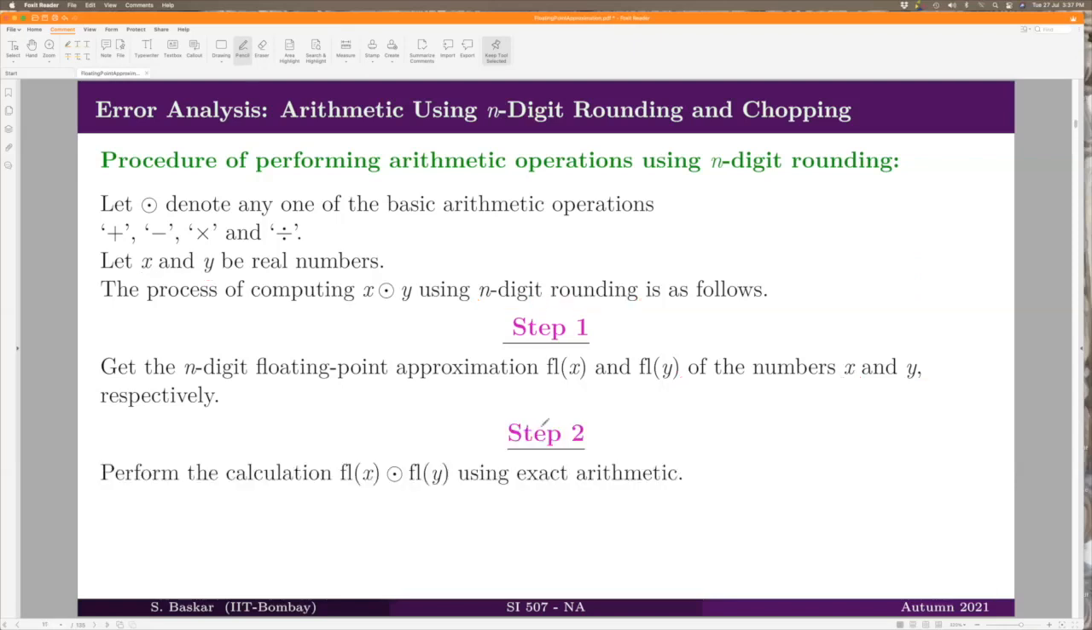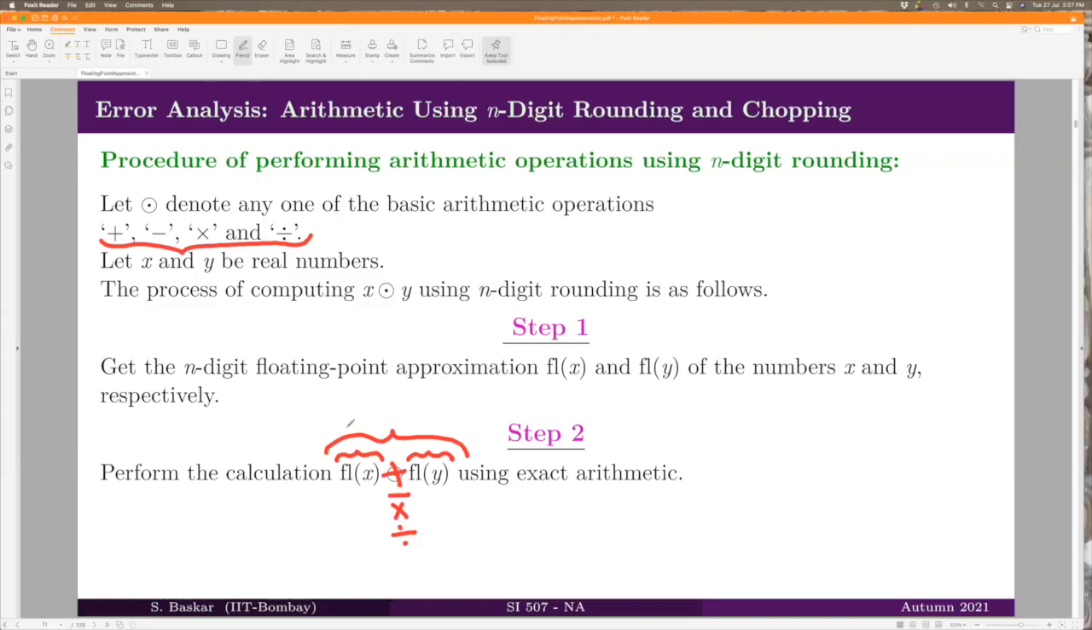Then, as the second step, the computer takes FL of x and FL of y and does the calculation that you wanted it to do. That is, FL of x circle dot FL of y. Again, this circle dot is just a notation that represents any of these four arithmetic operations. It can be a plus here, or a minus, or a multiplication or a division. Don't get confused with this, it is just a notation.